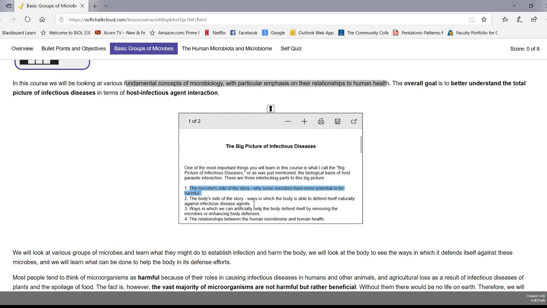And units 1 through 4 will take care of that. Then we're going to look at the body side of the story, ways in which our body defends itself through our immune defenses and such. And units 5 and 6 will cover that. Throughout the course, we're going to look at ways we can artificially help the body defend itself, either by removing the microbes or by enhancing our body defenses. And also, and especially in today's lecture, we're going to look at the relationship between the human microbiome and human health. So those are kind of the 4 parts of the big picture that kind of interlock together to determine whether or not a person gets an infectious disease.